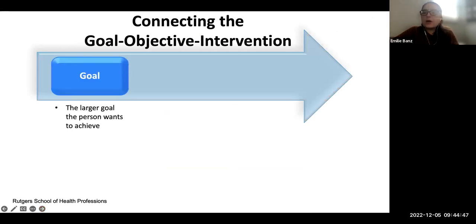when thinking about what interventions actually are, we kind of have to take 2 steps back and think about the goal, right? So the goal is the larger goal that the person wants to achieve, right? This could be their hopes, dreams, and aspirations.